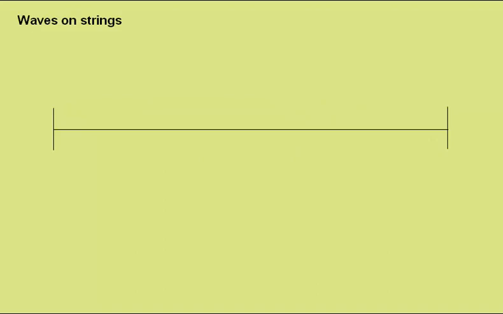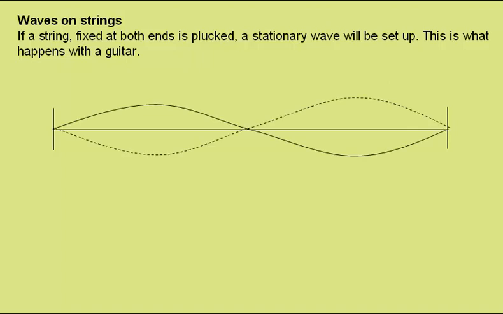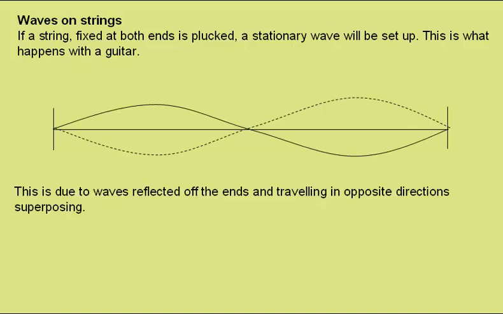Firstly, waves on strings. If a string fixed at both ends is plucked, a stationary wave will be set up, as happens in a guitar. Something like this. This is due to waves that have been reflected off the fixed ends now travelling in opposite directions and superposing. Here we have the second harmonic being shown.